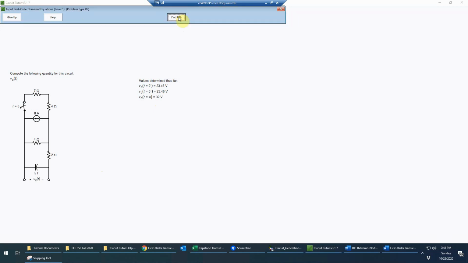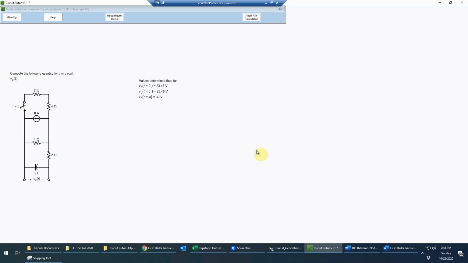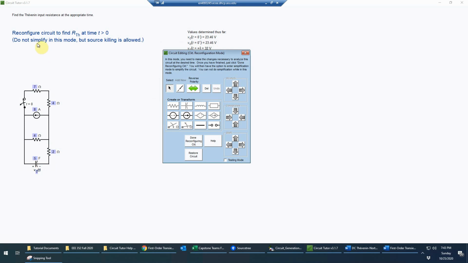So I'll click that button. And once again, it gives me instructions on what to do, which always starts with reconfiguring the circuit and then going into the circuit editor perhaps, or maybe I can just see the answer. So let's reconfigure. And again, I cannot simplify in this mode. I am allowed to kill independent sources because remember you have to do that when you're finding an R Thevenin viewed from terminals. So we might actually want to do that. So let's first of all start out by taking care of the switch. So the switch now, because again it's t greater than 0, that switch is going to be open. So I'll delete the switch.